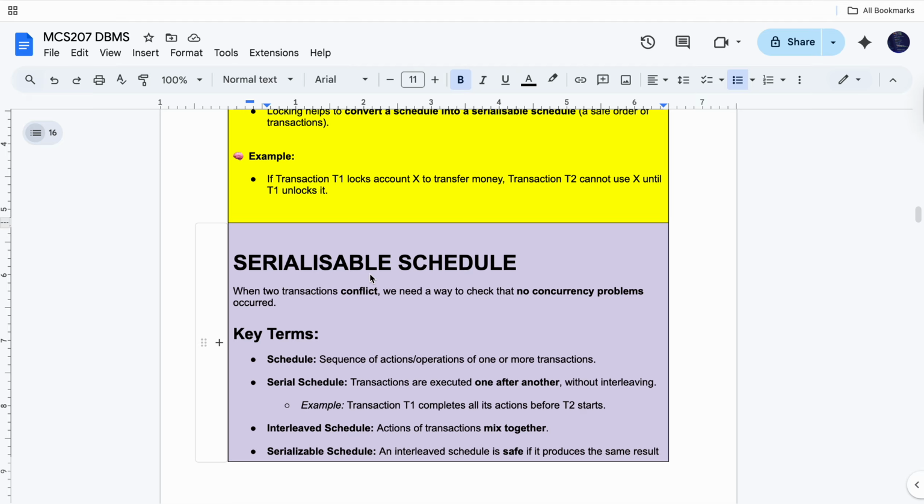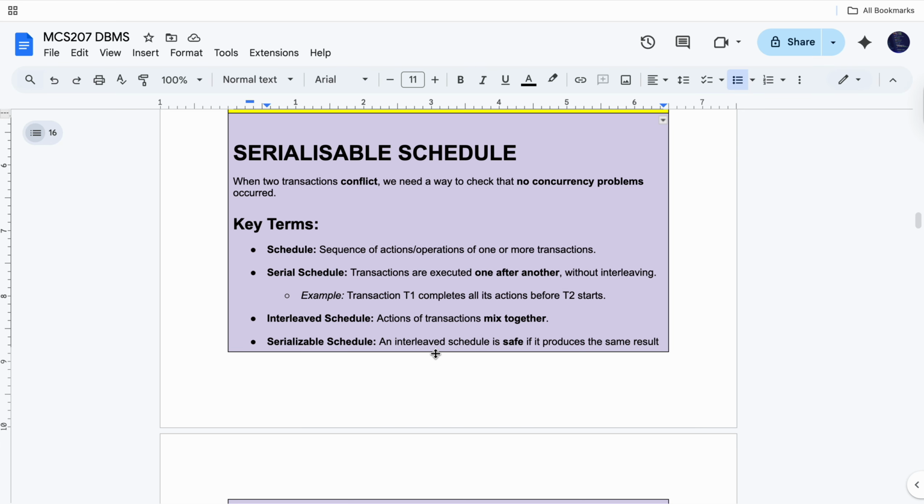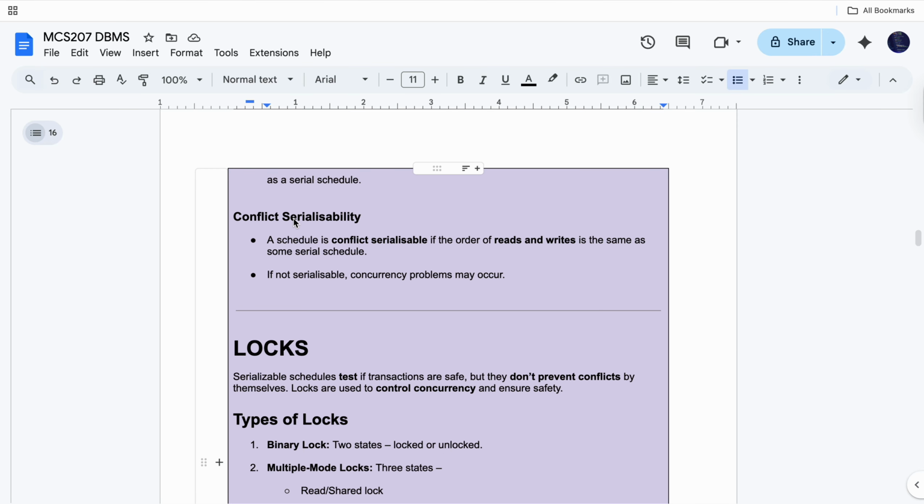Serializable schedule. When two transactions conflict, we need a way to check that no concurrency problem occurred. Key terms: a schedule is a sequence of actions or operations of one or more transactions. In a serial schedule, transactions are executed one after another without intermingling. In a non-serial schedule, actions of transactions are mixed together. Conflict serializability: a schedule is conflict serializable if the order of reads and writes is the same as in a serial schedule. If not, concurrency problems may occur.